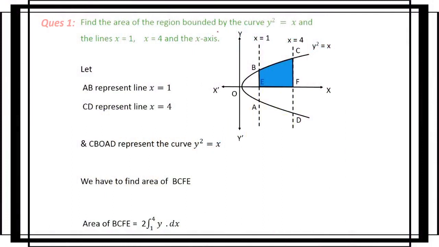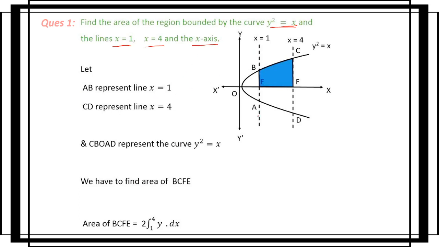Find the area of the region bounded by the curve y square equal to x. We all recognize this curve. Here, students, the most important thing is tracing the curve correctly. If we have traced the curve correctly, only then is there a scope of finding the right area. If we have traced the curve in an incorrect way, then definitely there is no point in getting the right area, right? And the lines x equal to 1 and x equal to 4 and the x-axis.